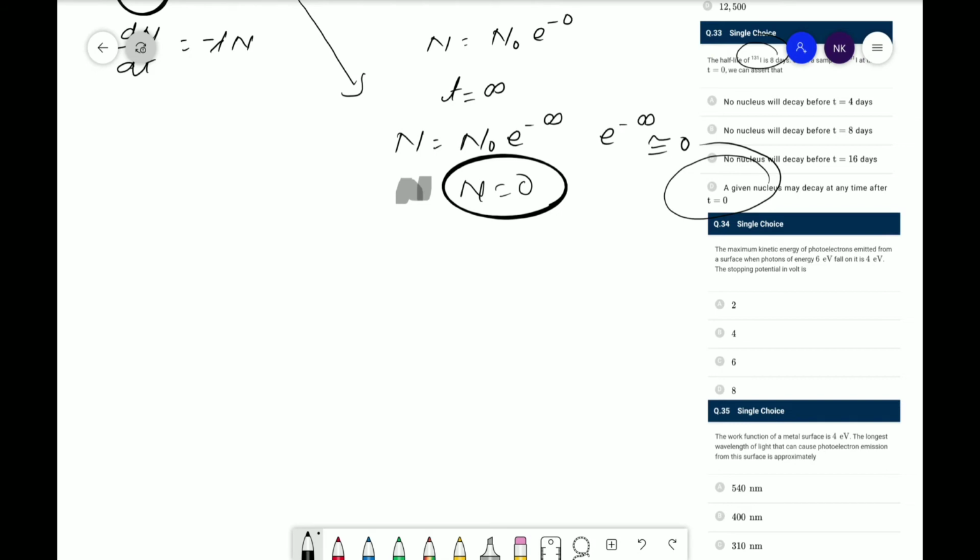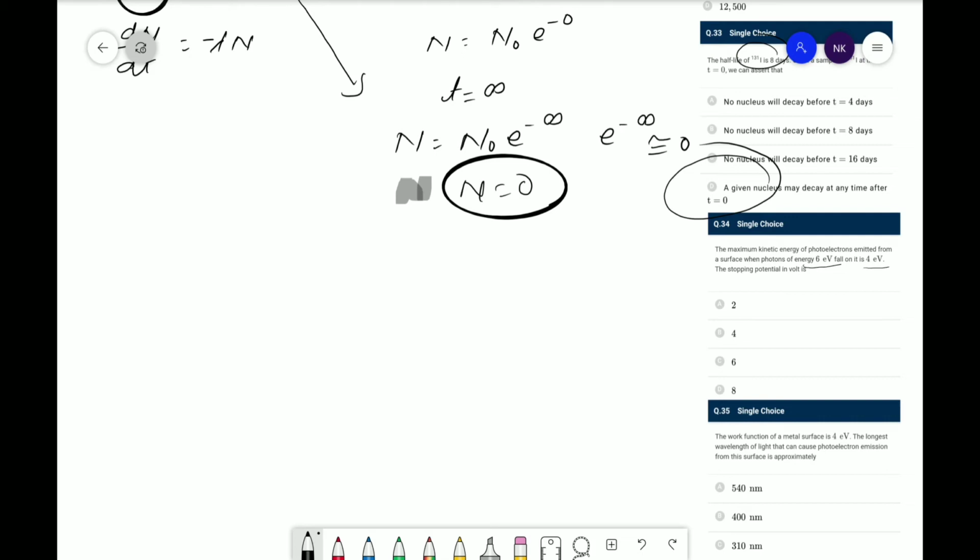Now what is the next question? The next question is: the maximum kinetic energy of photoelectrons emitted from a surface when photons of 6 electron volt hit it is 4 electron volt. The stopping potential in volt is.